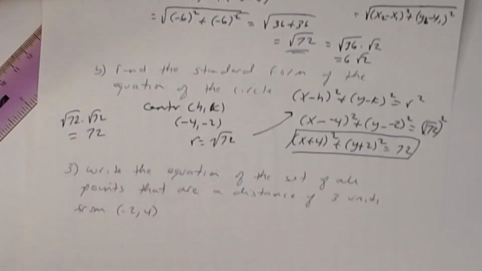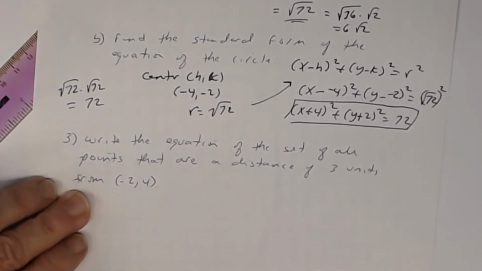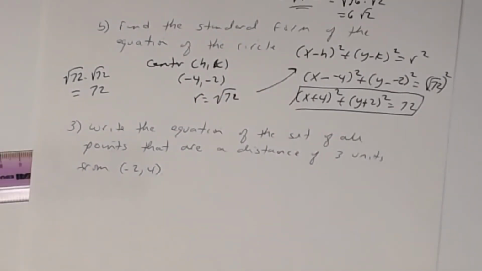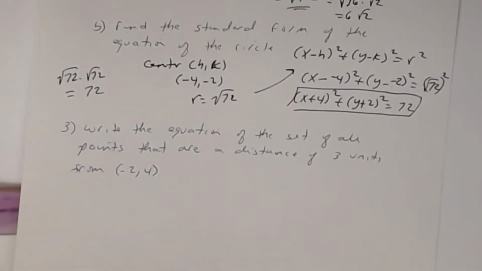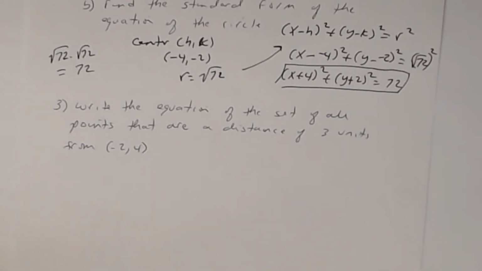All right, and then number 3. A lot of students get confused at number 3. So let me just explain that as best I can. Here's what number 3 is saying: write the equation of the set of all points that are a distance of 3 units from -2, 4. When students read this, it throws them off because they're not sure what this thing looks like. So let's talk about that.